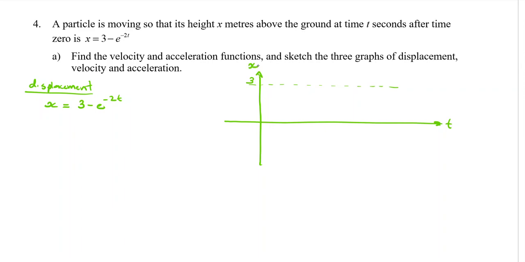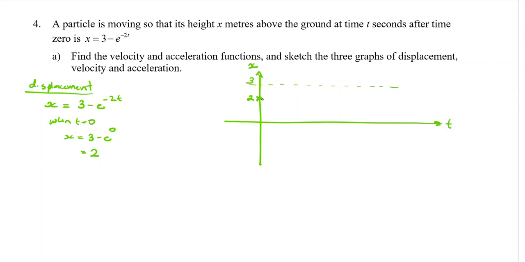That vertical intercept. What would I do to find it? Sub in that, time equals 0 to find that intercept. So when t equals 0, x equals 3 minus e to the 0. So 3 minus 1, because e to the 0 is 1. So it's 2.